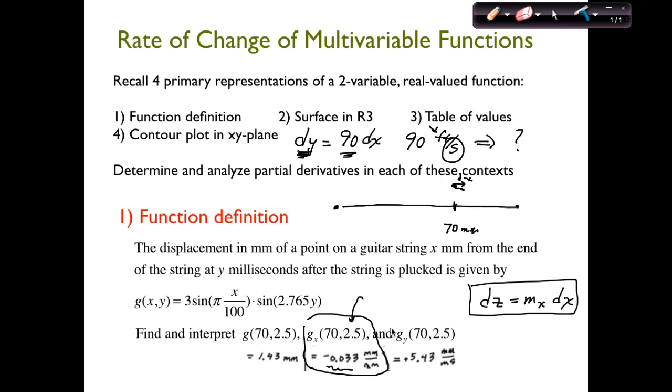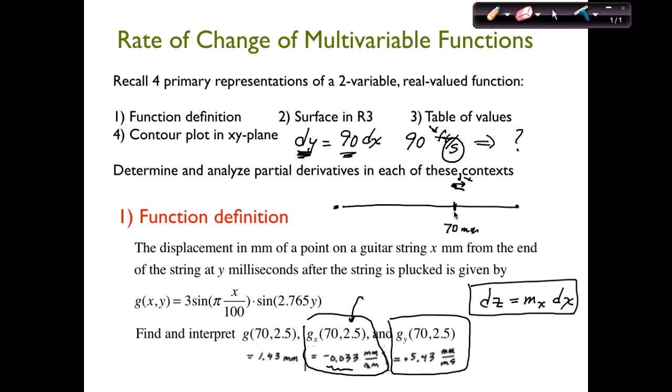Okay, so now that that's said, can we do better on this one? So what does it mean that the partial with respect to t is positive 5.43 millimeters per millisecond? Yes, sir? When the point is 70 millimeters from the end of the string, the variation of the displacement in millimeters is 5.43 times as much as the variation of time in milliseconds. Okay, good.